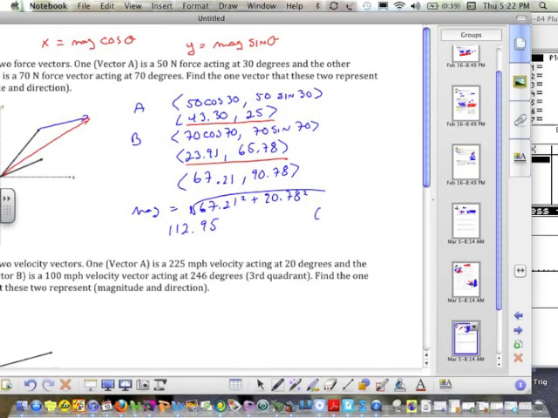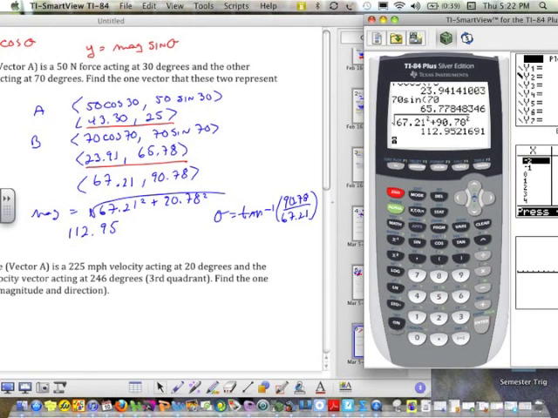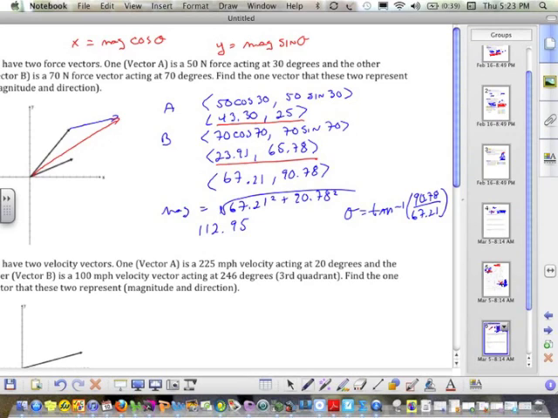And then the angle is going to be the inverse tangent of the y, which is 90.78, divided by the x, which is 67.21. And again, every time I do that inverse tangent, I'm just going to make sure I get the right angle. So second tangent of 90.78 divided by 67.21. Okay, so 53.48. And if I look at my picture, it does look to be about that. So now I'm going to write my final answer. These both are in newtons, so the final force on this object is 112.95 newtons at 53.48 degrees.